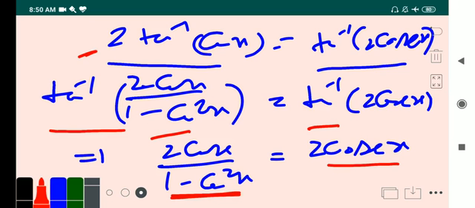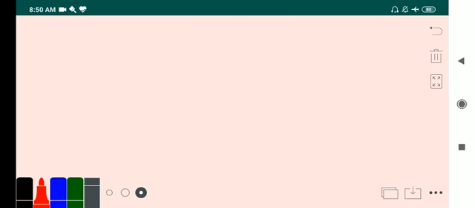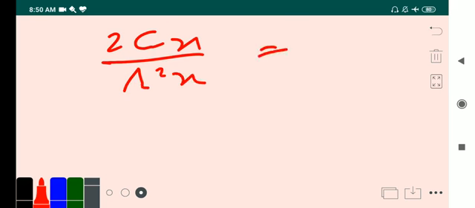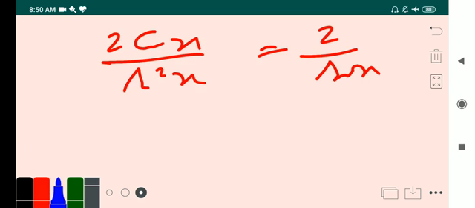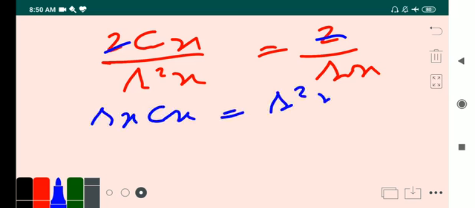So we can rewrite the expression as 2 cos x upon sin square x equal to 2 upon sin x, because we know that cosec x is 1 upon sin x and 1 minus cos square x is sin square x. So the 2 gets cancelled. If we cross multiply, we have sin x cos x equal to sin square x, or sin x cos x minus sin square x equal to 0.